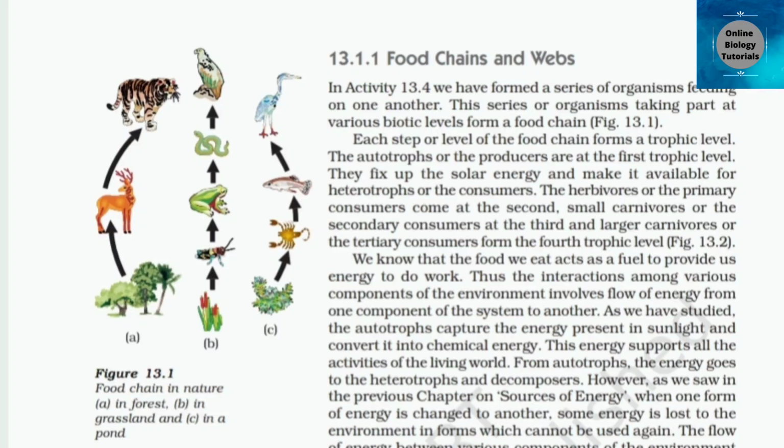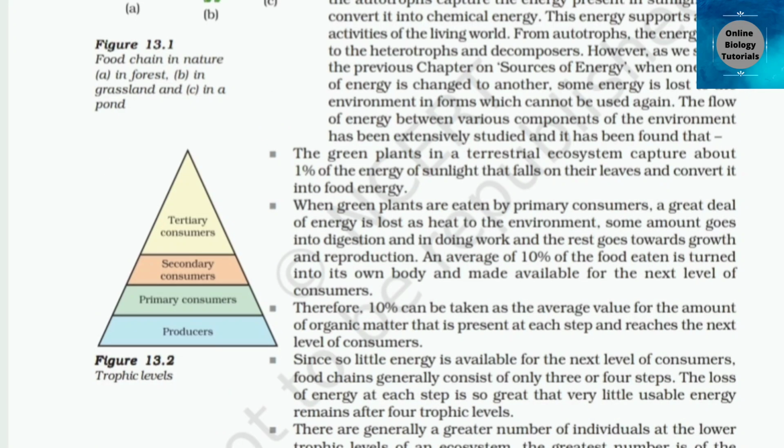However, as we saw in the previous chapter on sources of energy, when one form of energy is changed to another, some energy is lost to the environment in forms which cannot be used again. The flow of energy between various components of the environment has been extensively studied, and it has been found that the green plants in a terrestrial ecosystem capture about 1% of the energy of sunlight that falls on their leaves and convert it into food energy.